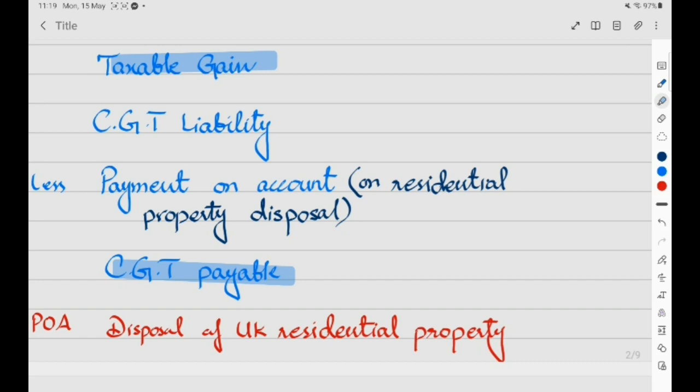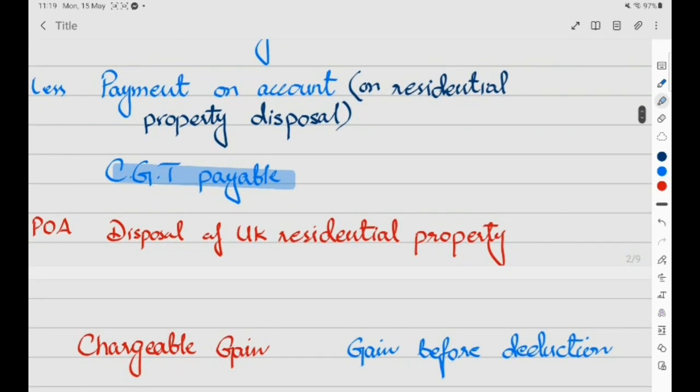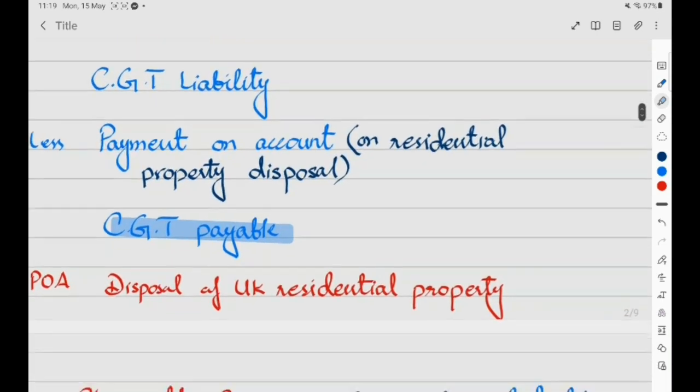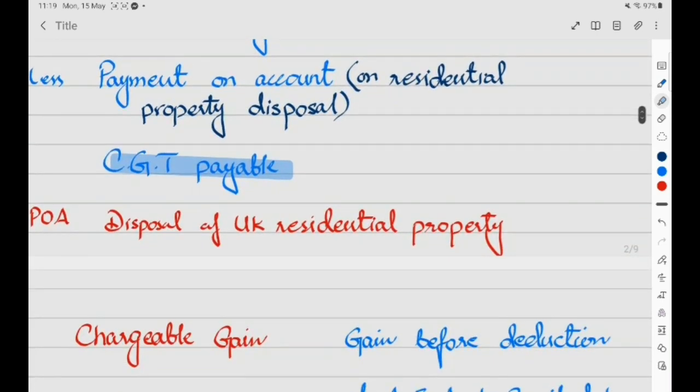Remember what is meant by payment on account? On the disposal of UK residential property, you have to report to HMRC within 60 days of such disposal with the amount of tax. So आप चूँकि tax pay कर चुके हैं at that time, so that is said to be deducted from CGT liability and you will get the CGT payable.